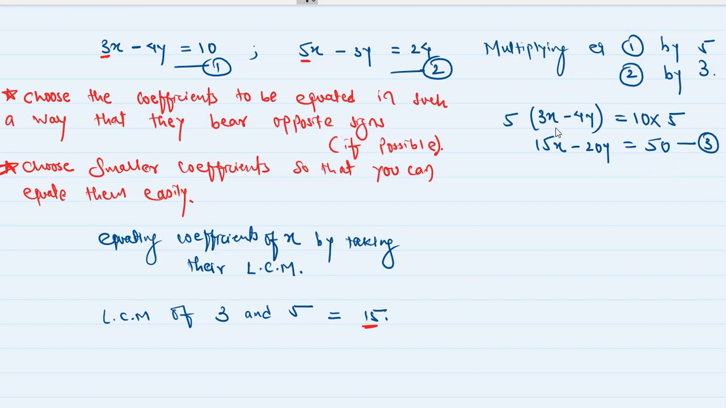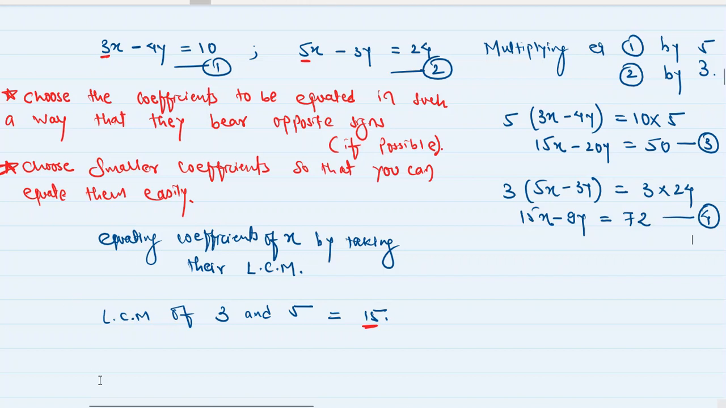Now multiply equation number 2 by 3. So 3 multiplied by 5x minus 3y is equal to 3 multiplied by 24. So what you get is 15x minus 9y is equal to 72. And this will be equation number 4. This is a new equation you got in place of your equation number 2. That is equation 4.